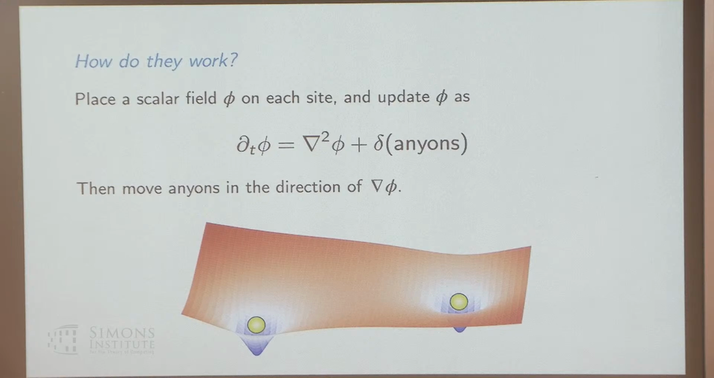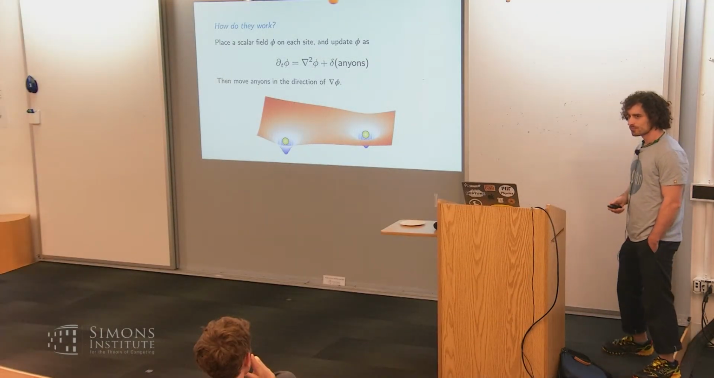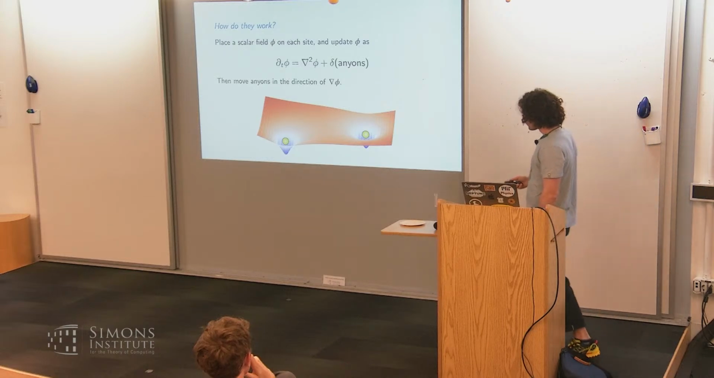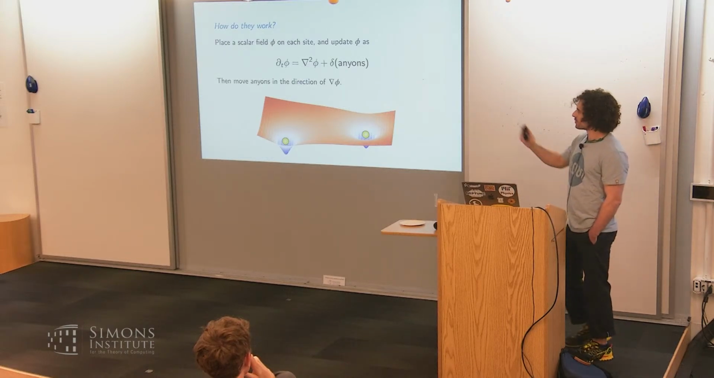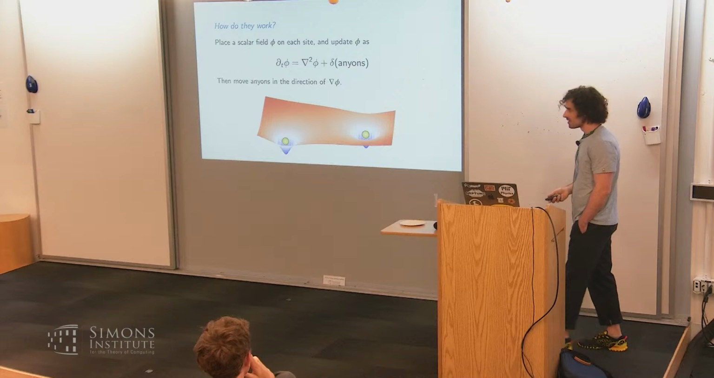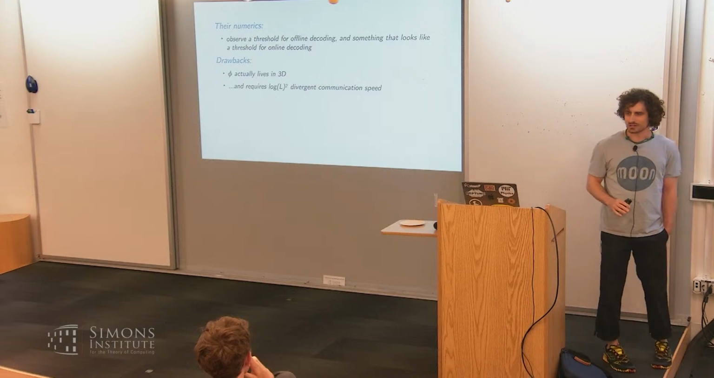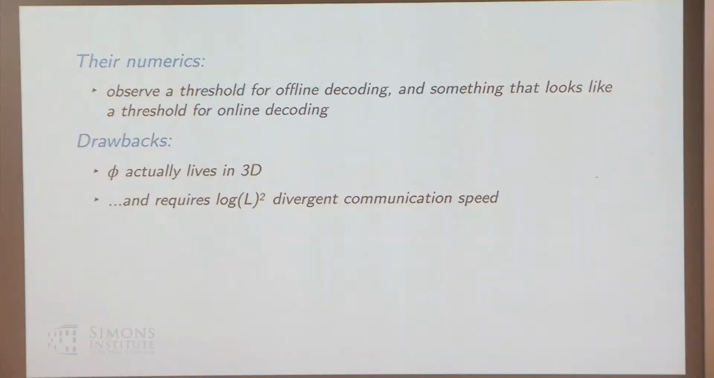Right? How many dimensions is the Laplacian? I haven't told you yet. We would like it to be in 2 dimensions, of course. Right? But I haven't told you yet. But we can try. This is definitely an approach we can try, right? And this is the most natural thing you would do as a physicist. Before getting into detail about exactly what the dimensions of the Laplacian are, et cetera, let me just tell you what they found. So they did numerics on schemes like this. And they found a threshold in their numerics for this offline decoding problem. And they found something that looked like a threshold for the online decoding problem.